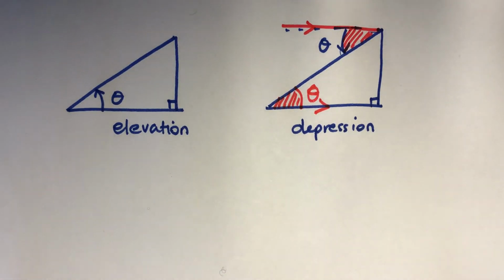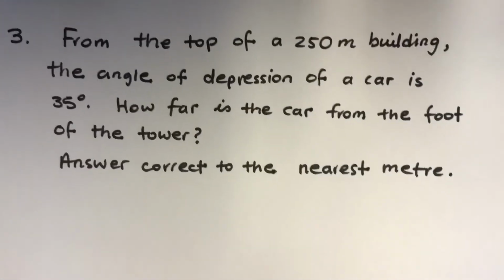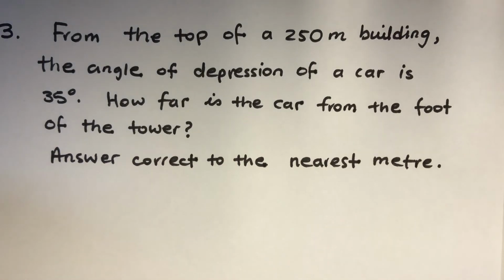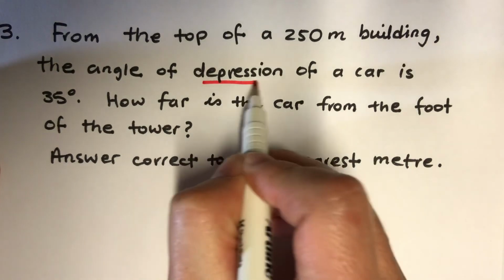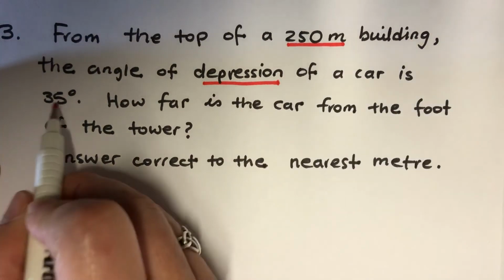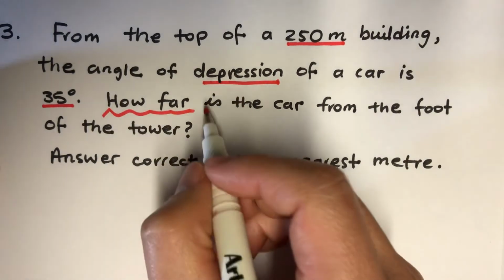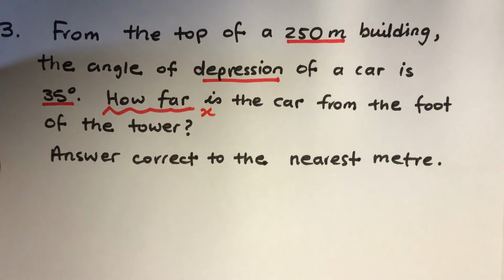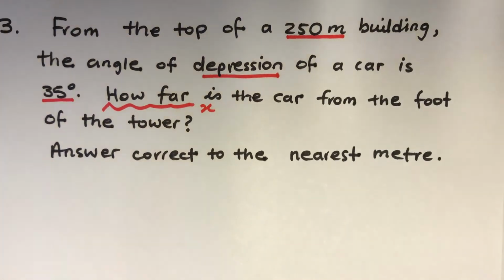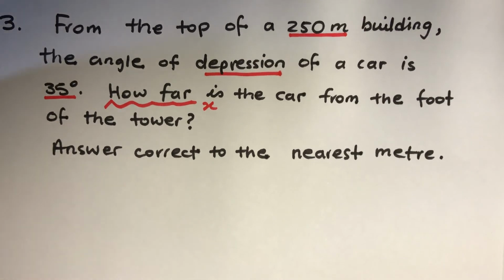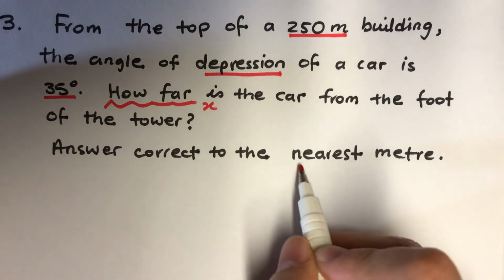So knowing all this, let's do the question, guys. Question 3: from the top of a 250 meter building, the angle of depression of a car is 35 degrees. How far? Okay, so we want to know the size, so I'm going to put it as x. If it was an angle, I'd put theta. How far is the car from the foot of the tower, the bottom of the tower? Answer correct to the nearest meter.